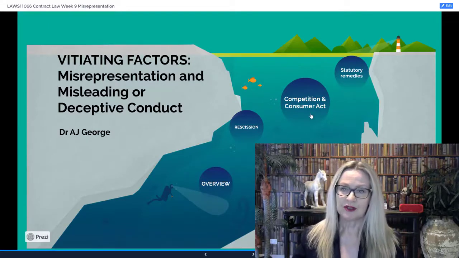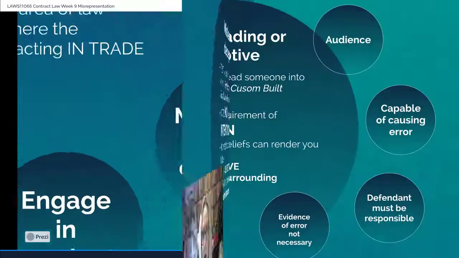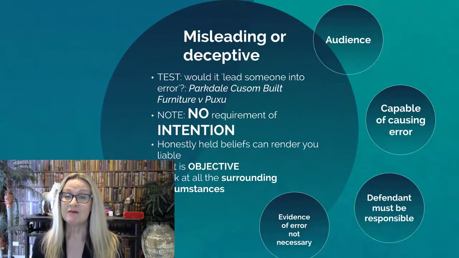So without further ado, let's jump into where we were up to, which is the requirement that the conduct either mislead or deceive or be likely to mislead or deceive. And the test for that one, rather simply, is whether it would lead someone into error. And that's the Parkdale case, which we'll discuss in just a moment. Note that there is absolutely no requirement of intention here. So an innocently misleading statement may well contravene Section 18, much like you can have innocent misrepresentations at common law.